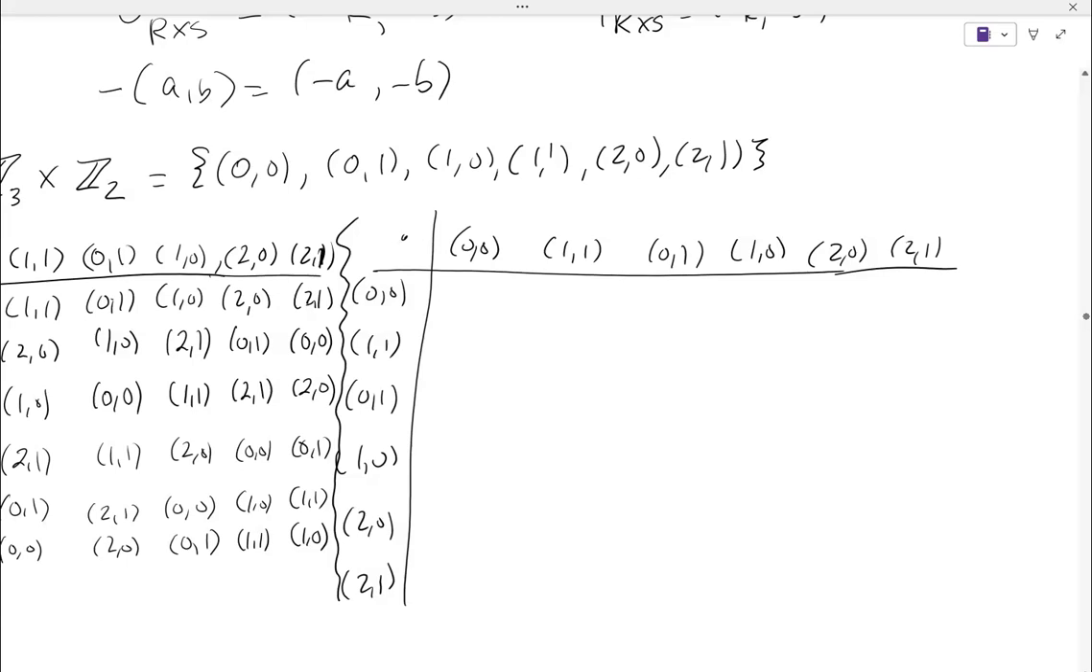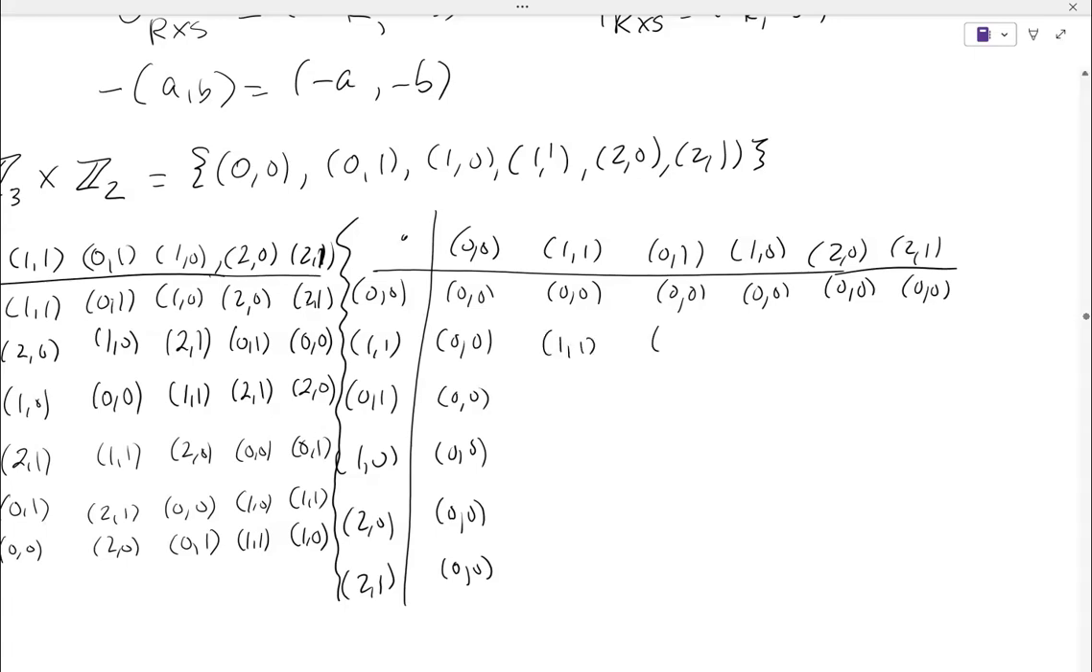(0,0) times any of those things is going to be what? (0,0). Good. So I'll get (0,0) all the way across the top and all the way down the first column. (1,1) is also our multiplicative identity. So when we multiply the (1,1) across everything, we just get that thing back again, right?